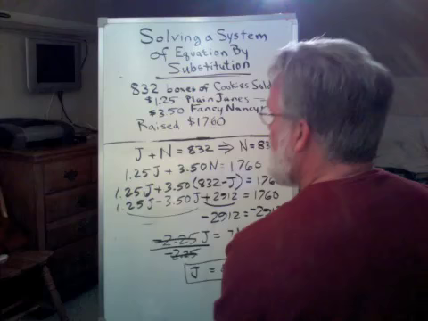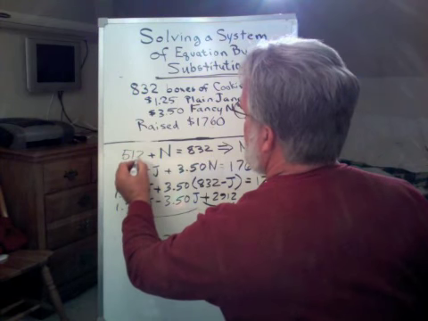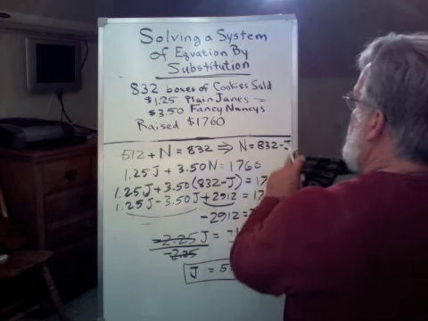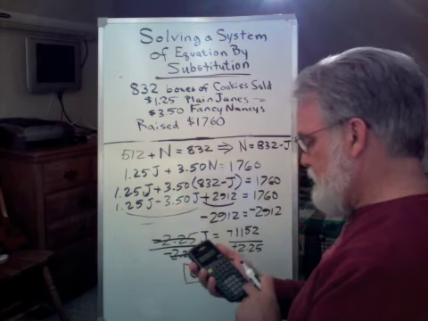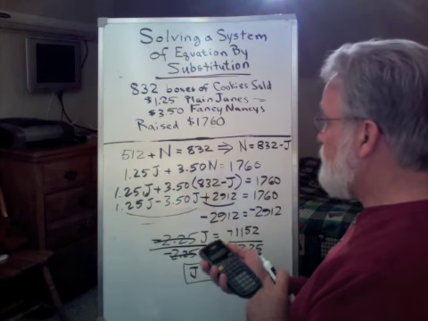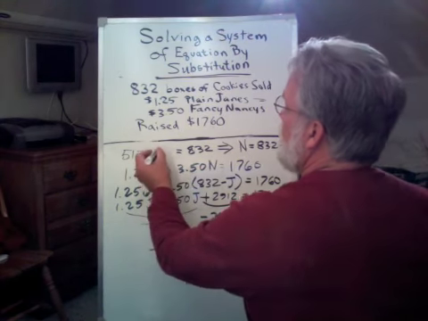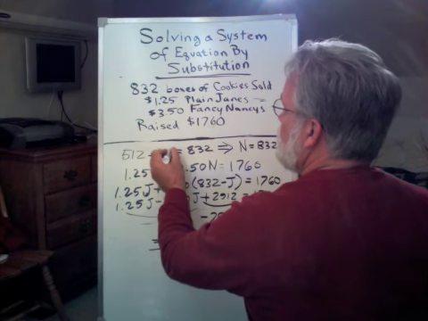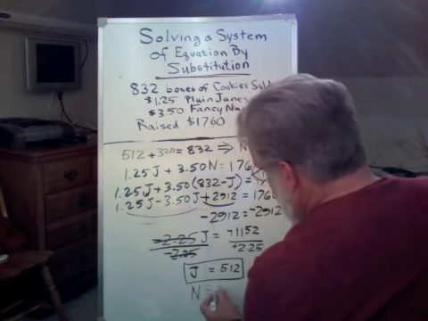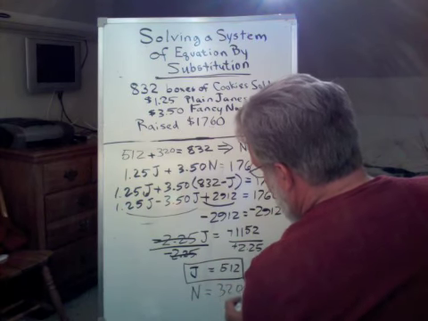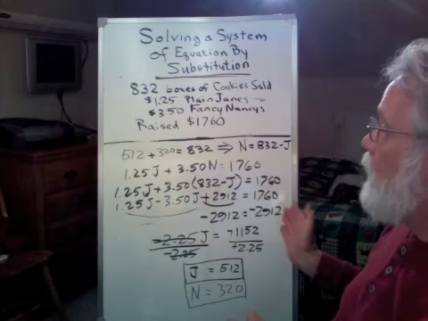Okay, so we're going to change this little number right here. Let's say 512. We could also say 512 over here. So we know now that we have 832 minus 512 equals the number of Fancy Nancys. And the number of Fancy Nancys equals 320. So now we have Janes equal 512, Nancys equal 320, and that's how many cookies we sold to make $1,760.